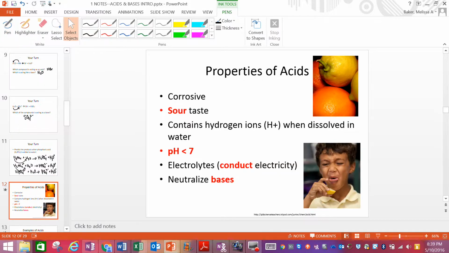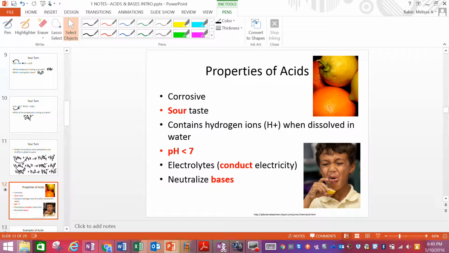Alright, let's talk about some properties of acids. We've been talking a lot about how they're corrosive, they're damaging to your tissue. They taste sour. Think lemon juice or orange juice or grapefruit juice. That citric acid makes them taste sour. They contain hydrogen ions when dissolved in water. You need to know that.